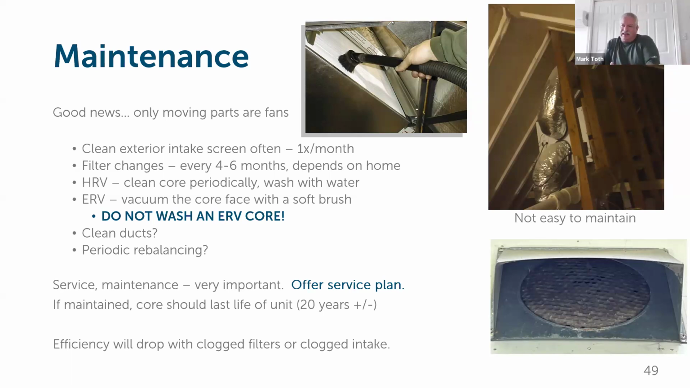The other way to go is an HRV. If you have an HRV that has the metal or the plastic core, you can actually remove those cores, take them outside and wash them with a hose. So that is one advantage to the HRV, the core is easier to clean. But in either case, the core should never really get dirty if the machines are maintained properly.